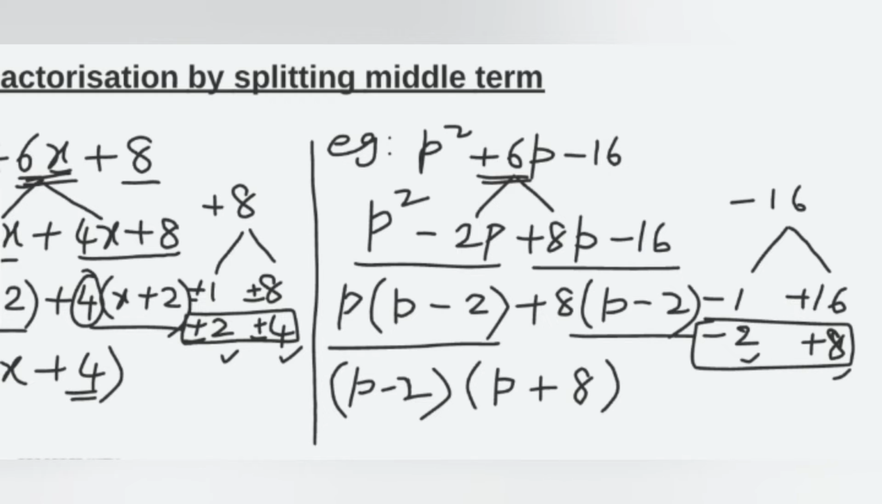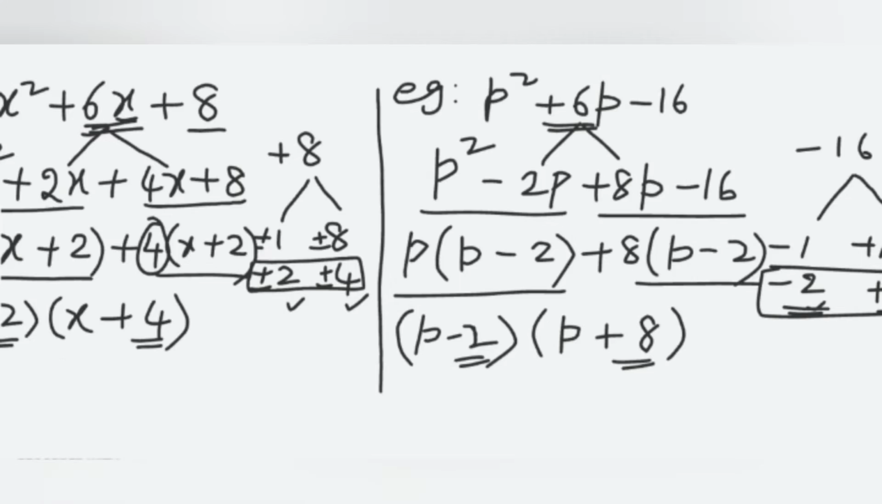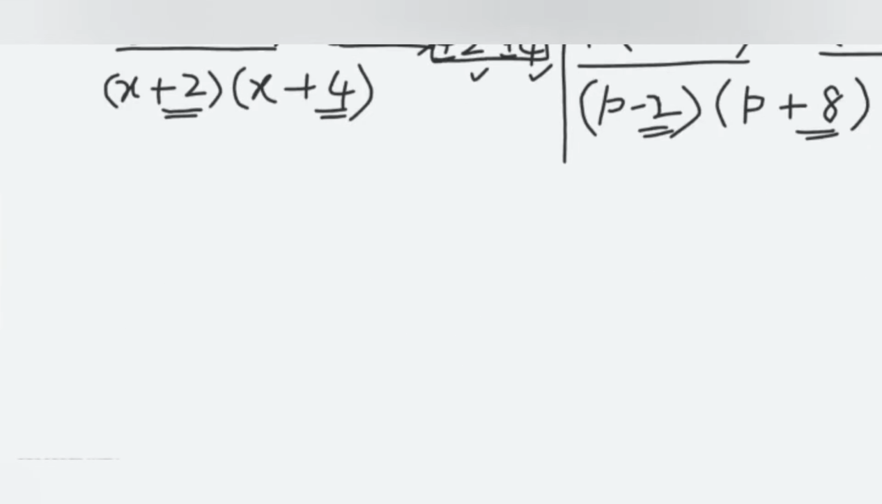So what factors have you chosen? Minus 2 and plus 8. You are also getting the same factors in the answer, minus 2 and plus 8, after the p variable. So your answer is p minus 2 into p plus 8. Let us go to one more example of this model. Next, example 3.